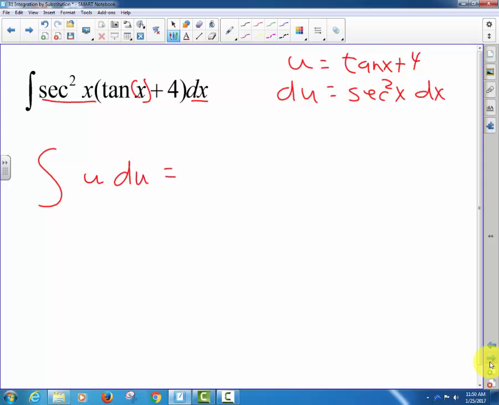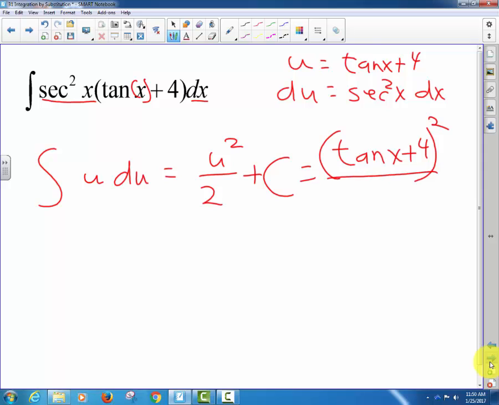So suddenly we see that that becomes u squared over 2 plus the letter c. And in place of u, we can put tan x plus 4, the whole thing squared divided by 2 plus the letter c. Tan x plus 4 quantity squared divided by 2 plus c. Do we get an understanding of this a little bit, maybe?